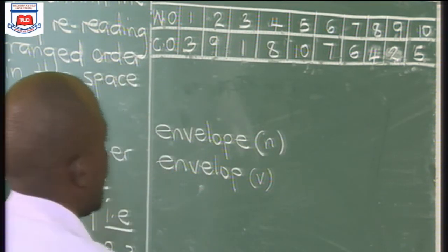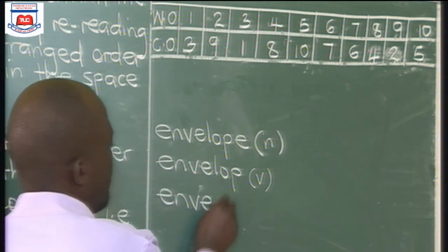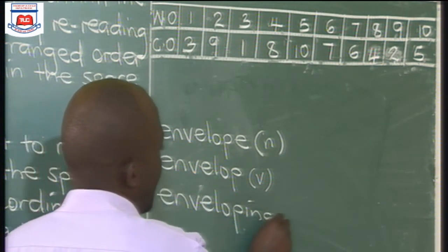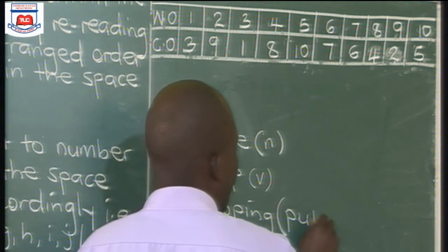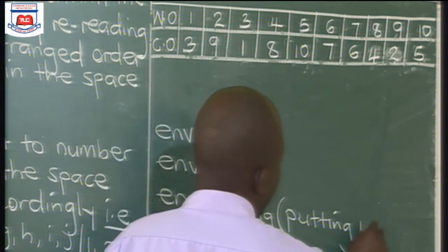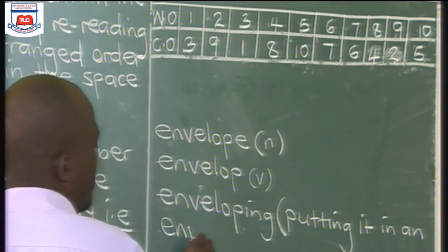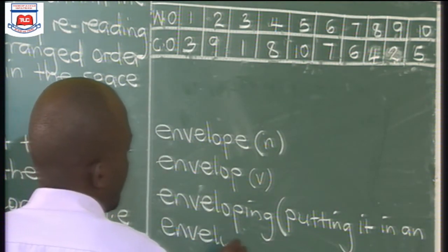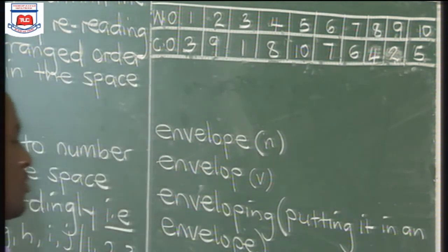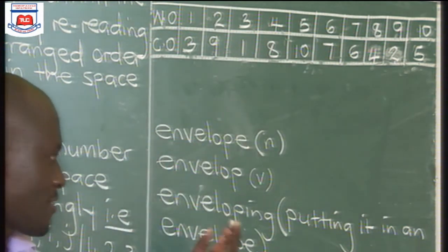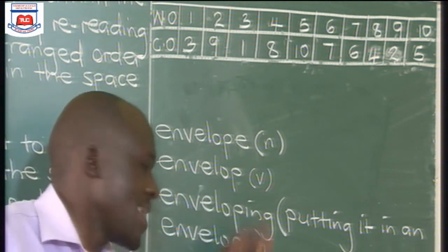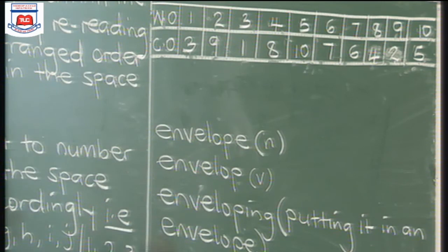I'm enveloping. The teacher is enveloping the letter, meaning putting it in an envelope. So this is what we call enveloping. So with an E is the real envelope, the noun, and without E is the act of putting a letter in the noun. So that has been our lesson for today.